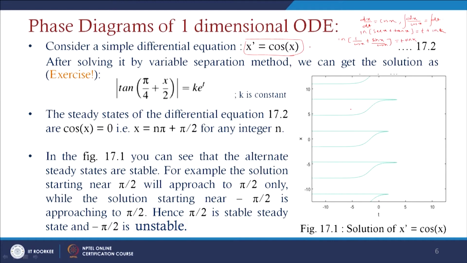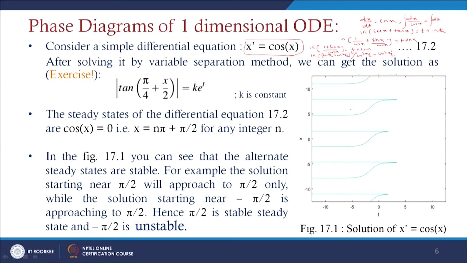With further manipulation, we can write this as ln((1 + sin x)/cos x) = t + ln k. Then, with further analysis, we can write it as ln((sin(x/2) + cos(x/2))^2 / cos x). And cos x can be written as cos^2(x/2) - sin^2(x/2).